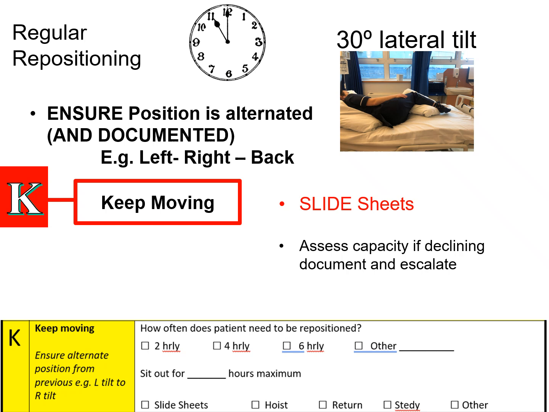The 30-degree lateral tilt is optimal with a head elevation of up to 30 degrees and the use of the knee brake function. Again, this is to reduce shearing forces and prevent the patient sliding down in the bed. There is an SOP on the use of the 30-degree lateral tilt position if further information is required.